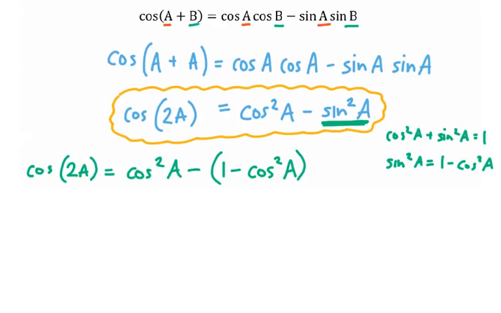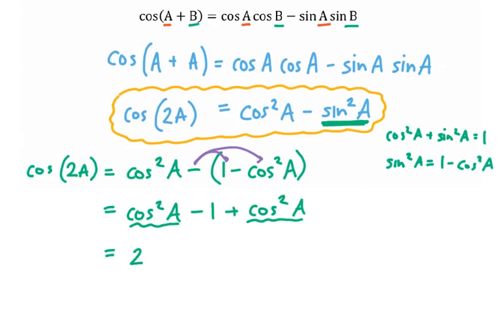Let's go ahead and take a couple more steps here. So if I simplify by, first of all, distributing this negative sign, we'll get back our cosine squared A minus 1, really plus cosine squared A. So if we collect the like terms there, cosine squared A plus cosine squared A makes 2 cosine squared A, and then we've got minus 1.